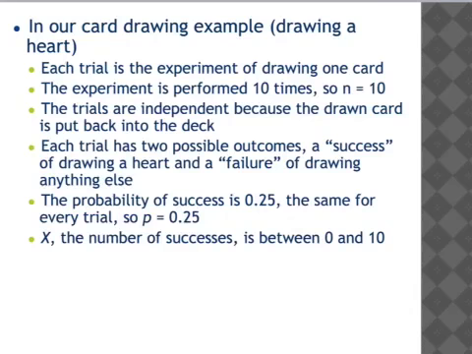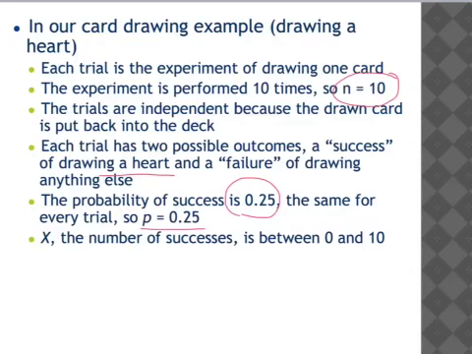So if we apply these rules and this notation to our card drawing example, where we were looking at the probability of drawing a heart being the success, we say each trial is we draw one card at a time. We decided that we were going to fix it to 10 times only, and so n is equal to 10. Each trial is independent because we are putting the card back every time. The previous draw has no influence on the next draw. Each trial will have two outcomes. Success would be drawing a heart, and a failure would be anything other than a heart. And the probability of success is 0.25, which makes p equal to 0.25.